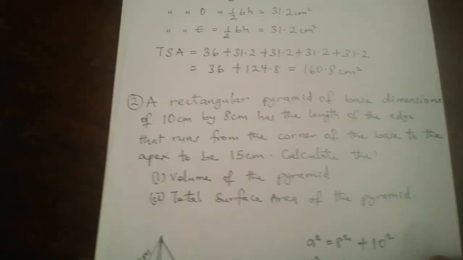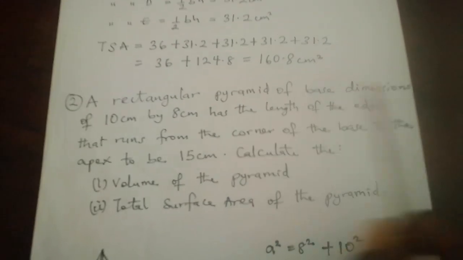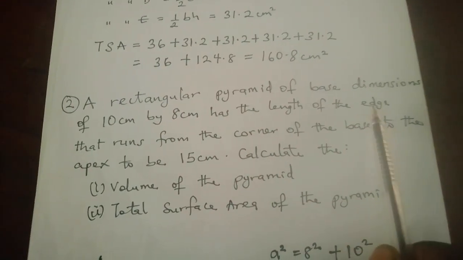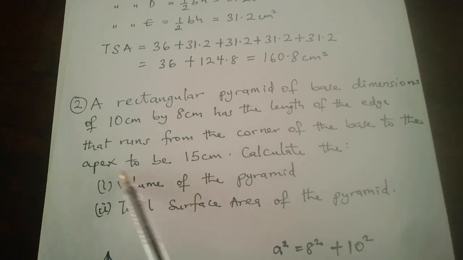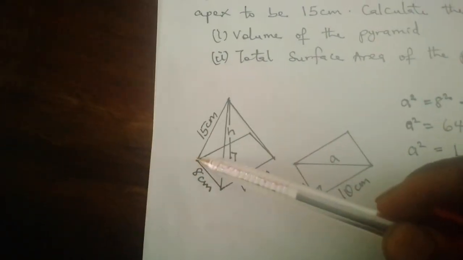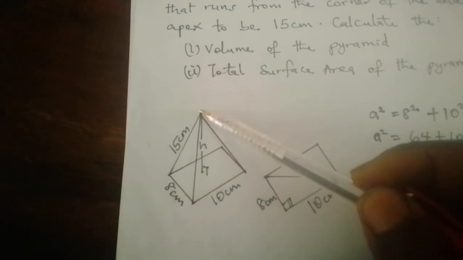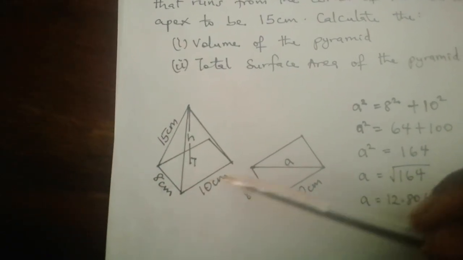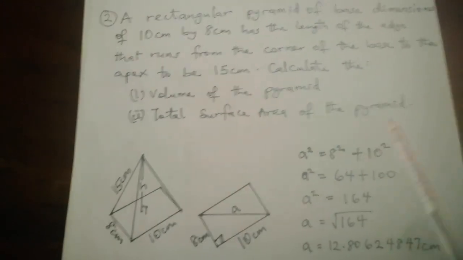Now let's do another example. Number 2: a rectangular pyramid with base dimensions of 10 centimeter by 8 centimeter has the length of the edge that runs from the corner of the base to the apex to be 15 centimeter. So that means it's talking about the length of the edge that runs from the corner of the base to the apex is 15 centimeter. So the base rectangle is 10 centimeter by 8 centimeter. Calculate the volume of the pyramid.